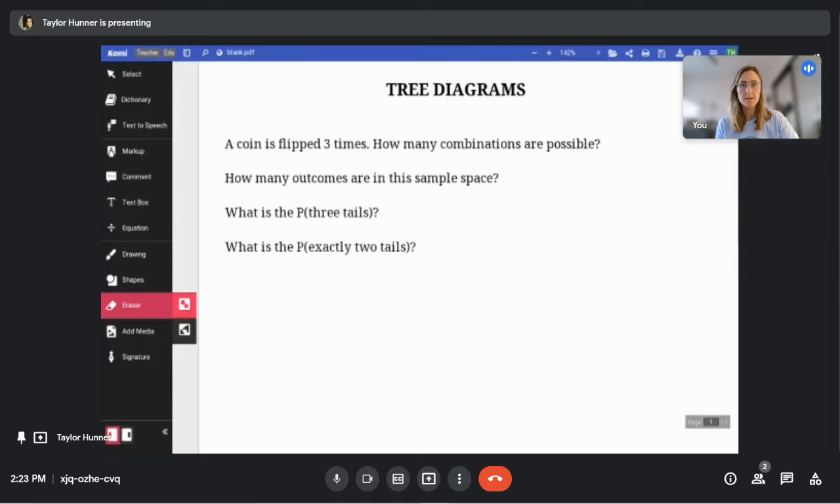This video is on probability using tree diagrams. So we're going to do two questions here and draw a tree diagram for both of them. The first is: a coin is flipped 3 times. How many combinations are possible?